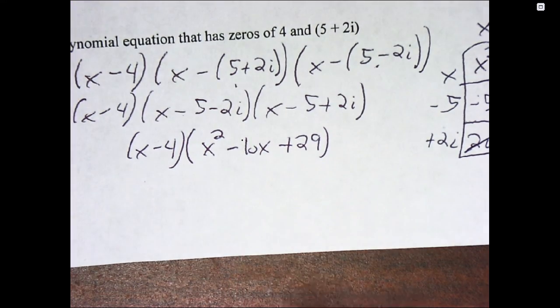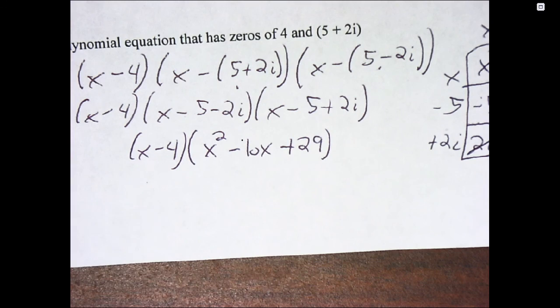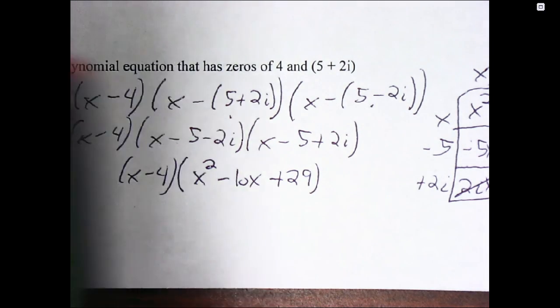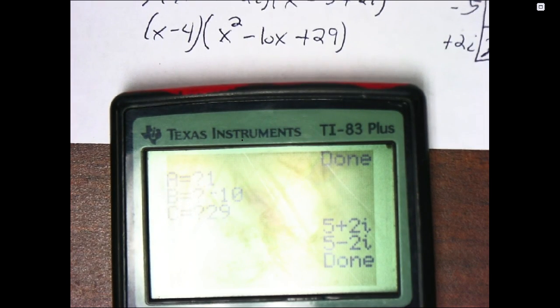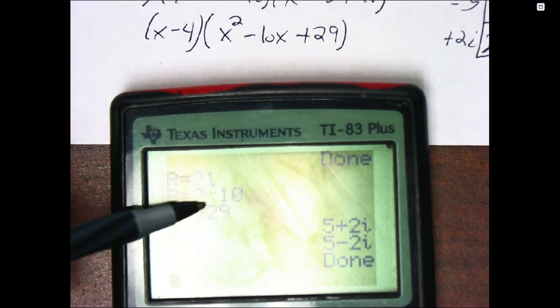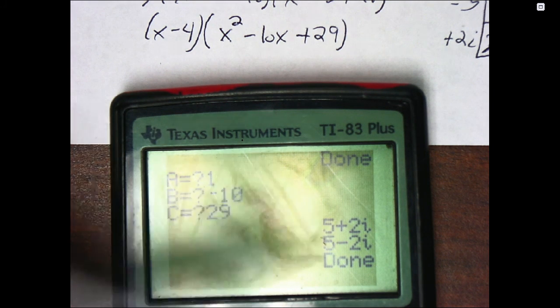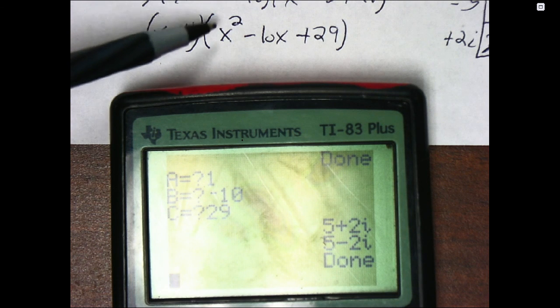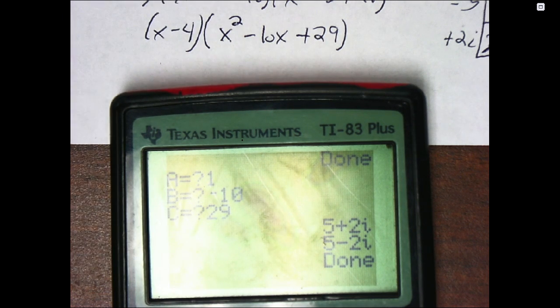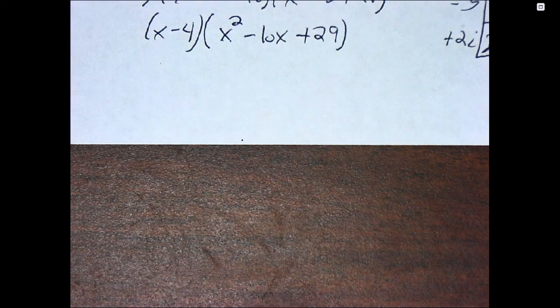Not a bad idea to check your answer. If you got your calculator handy here, we'll do the quadratic formula. So I did that there. We've got 1, negative 10, 29, and 5 plus 2i, 5 minus 2i. So which is just what I wanted. I've got my answer. No i's left in the original problem.